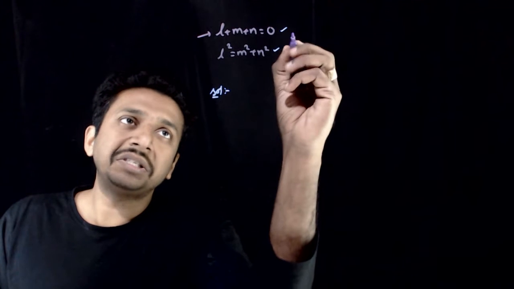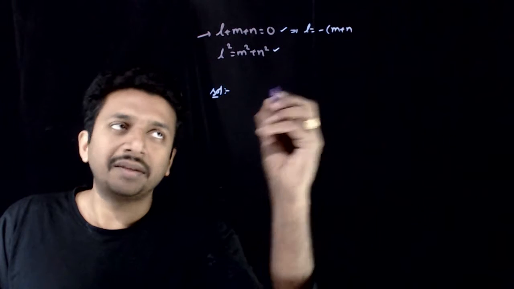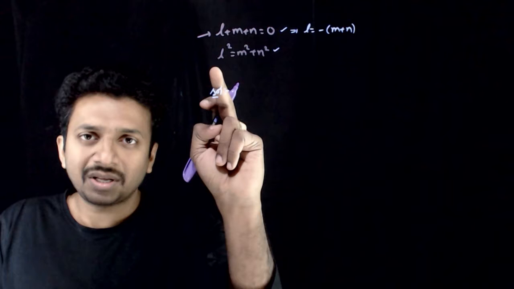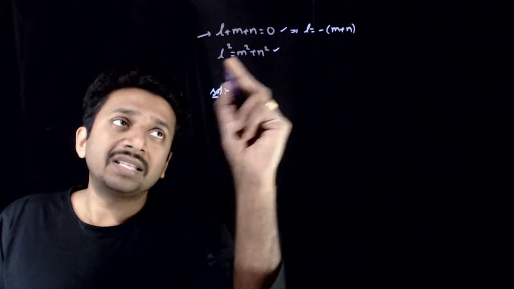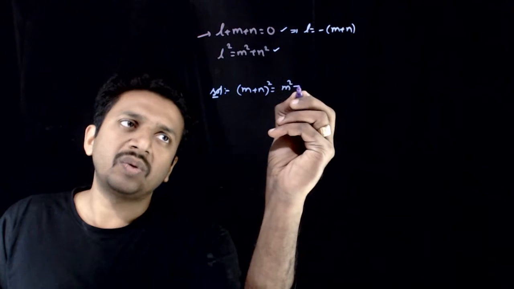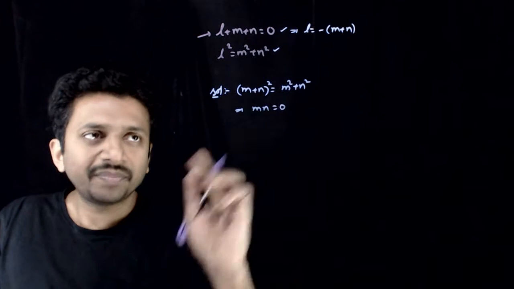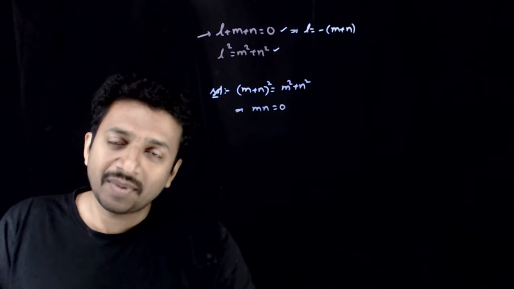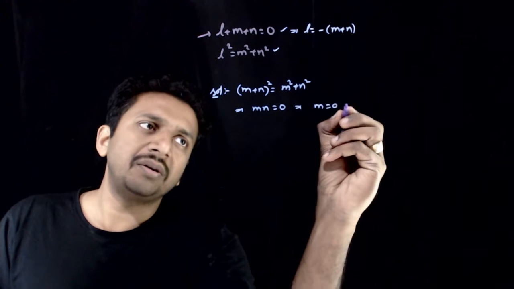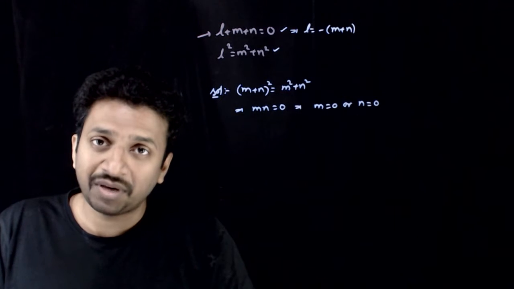From the first condition, l can be written as minus of (m + n). If I substitute the value of l here, l² = (m + n)² = m² + n². This implies mn = 0, right? m² and n² get cancelled, so mn = 0. That means either m = 0 or n = 0. So these are the two options that you have.